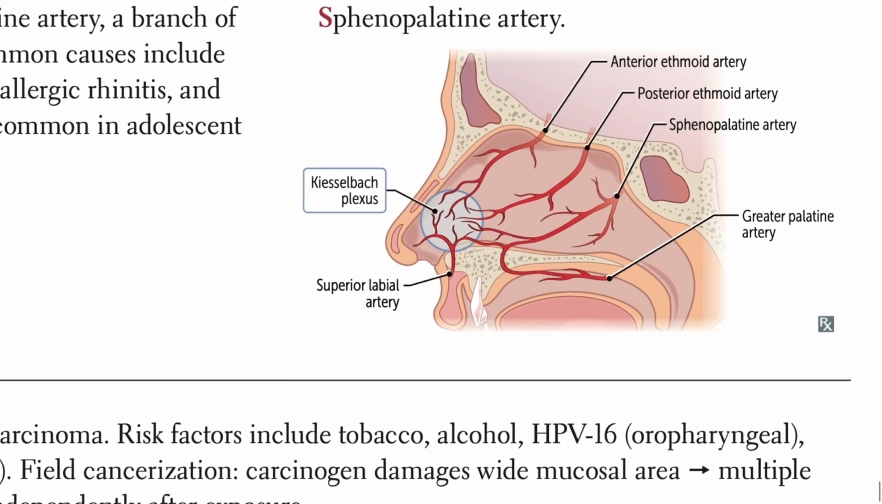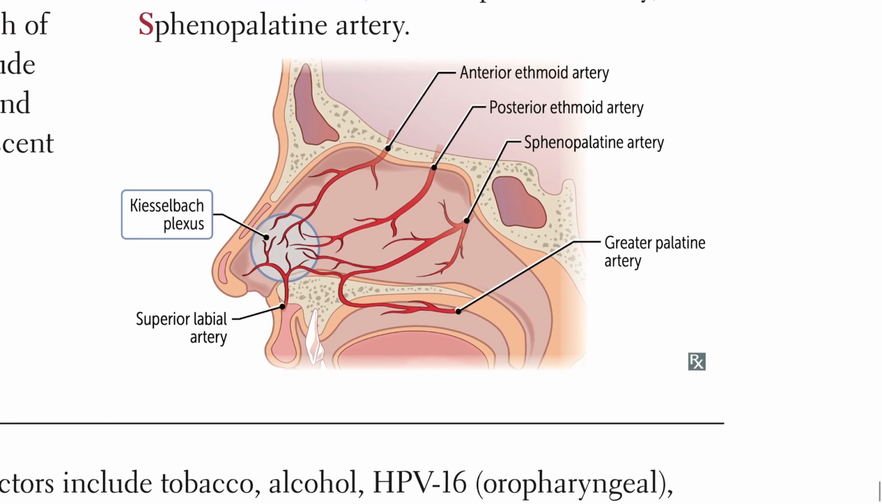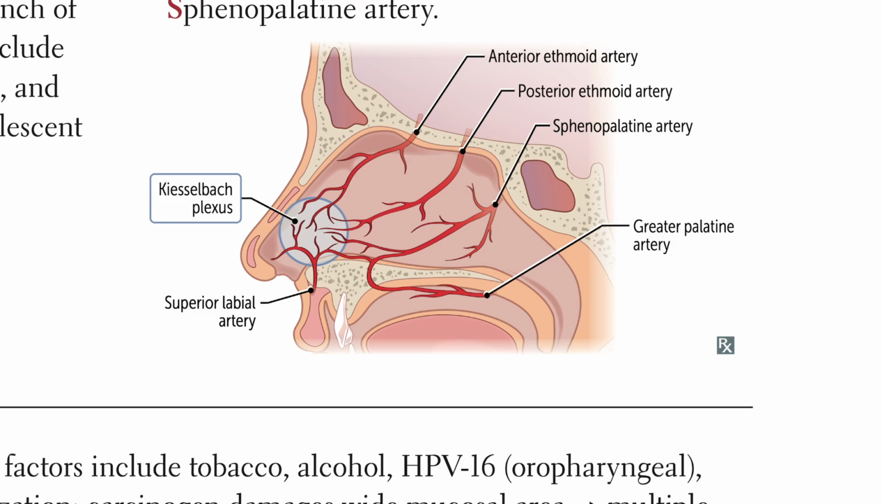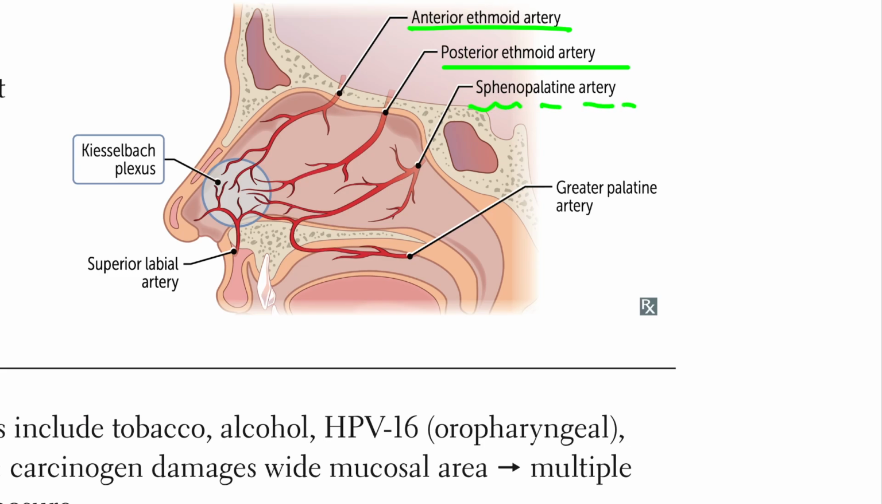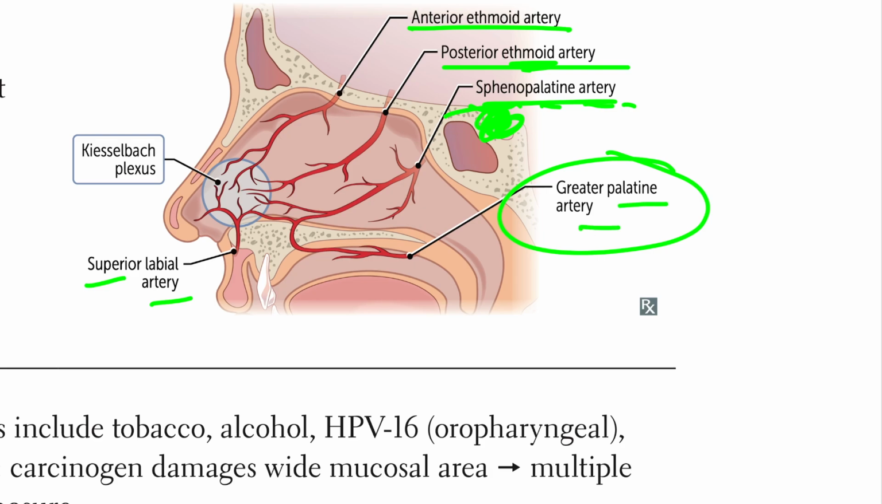If you look here in the picture, what is forming this Kiesselbach plexus? We have the anterior ethmoid artery, posterior ethmoid artery. We have the sphenopalatine artery, and the superior labial artery, and also the greater palatine. So sphenopalatine, greater palatine, two palatine sort of a thing, and two ethmoid, anterior and posterior ethmoid, and the last is the labial artery. They all come together and form the Kiesselbach plexus.